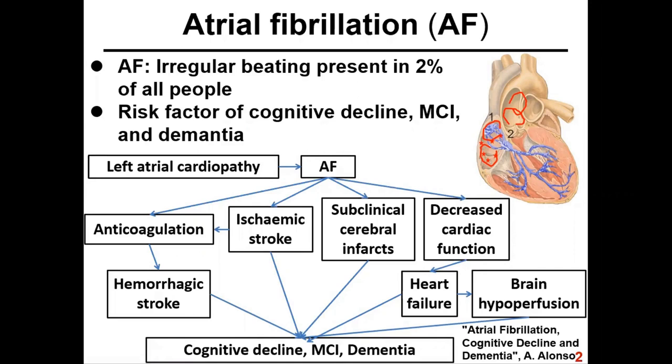My main target of this work is atrial fibrillation, AF. AF is a common cardiac arrhythmia, and it is present in about 2% of all people. AF is also a risk factor of cognitive decline, MCI, and dementia, as shown in this figure.